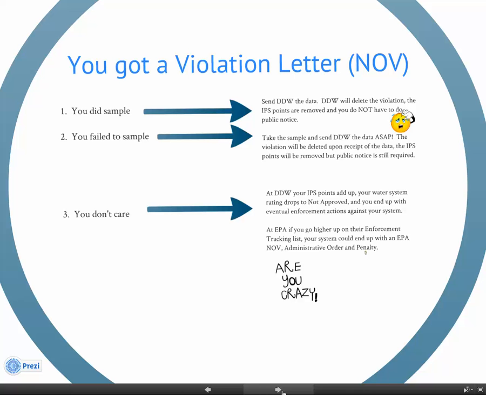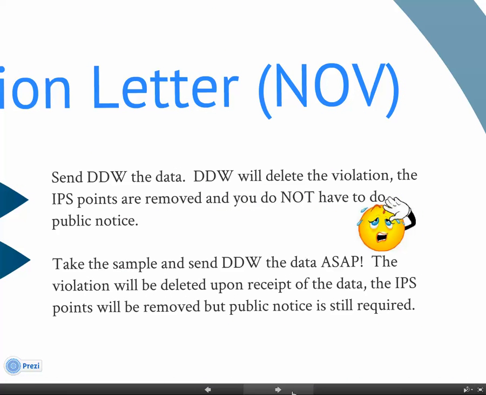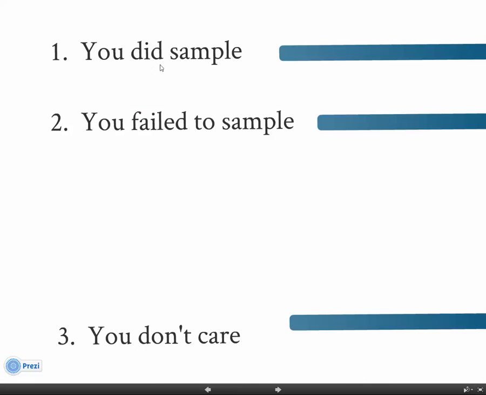notice of violation. So for the first two, the first one, if you did sample, or you failed to sample but you will sample right away, this is what happens. If you did sample and we're just missing a copy of the data, if it's a chemical sampling violation, it's an easy fix. You just send our office a copy of the data, we'll delete the violation, the IPS points are removed, and you do not have to do the public notice because you took the sample when you were supposed to. It's just that we were missing the data. So that's the response to this first one here, if you did sample.